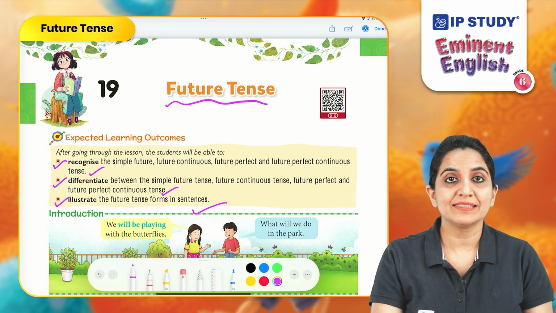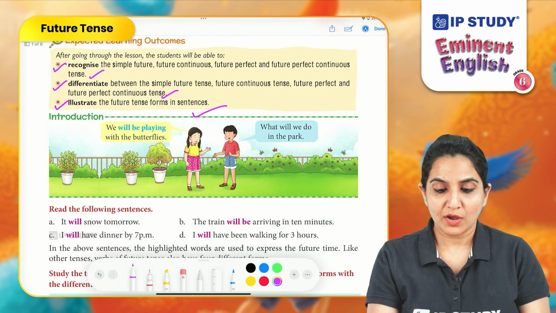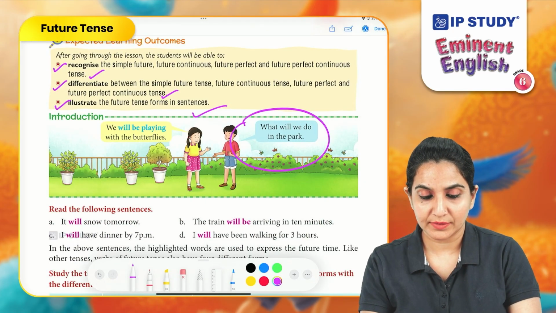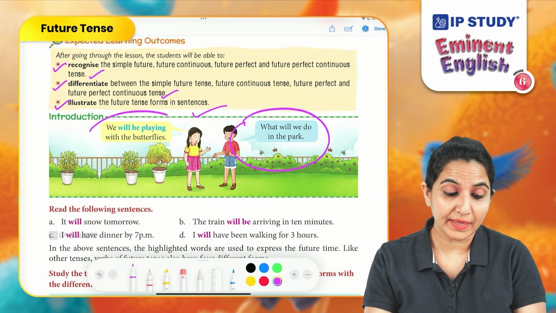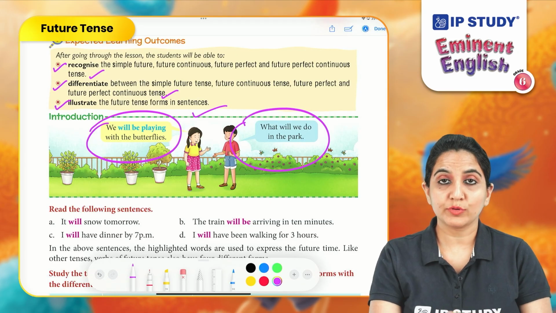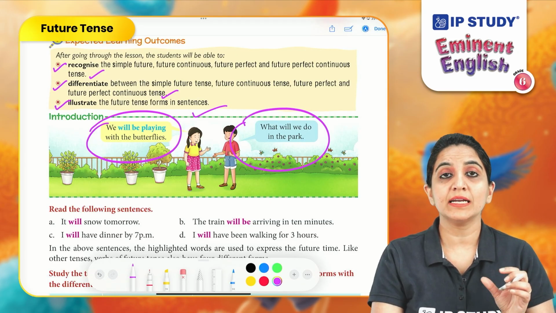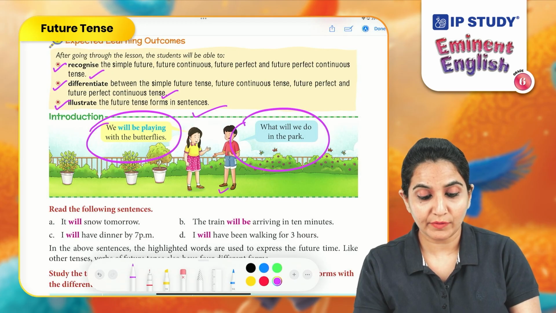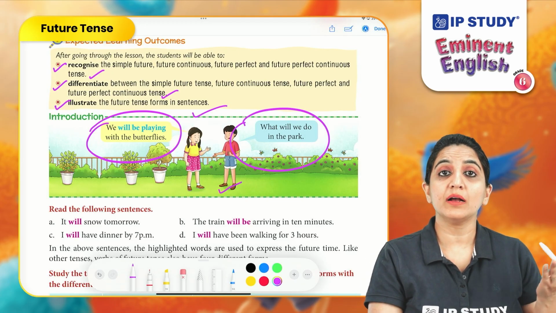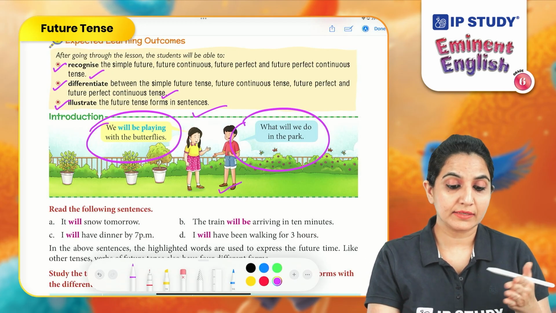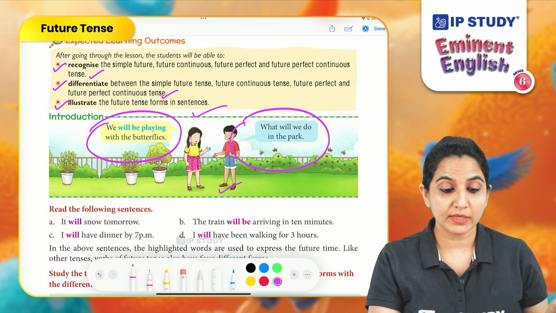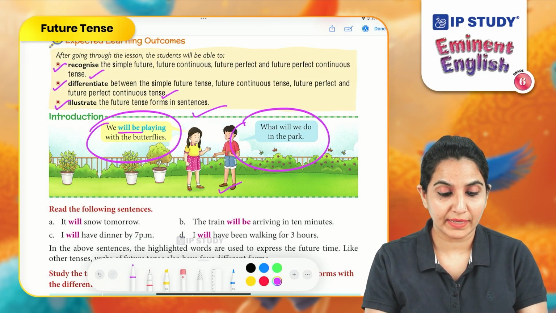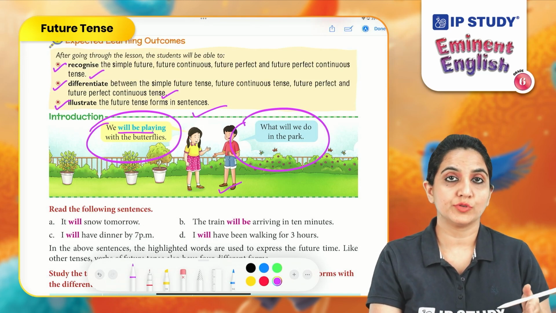Let us discuss a small example before we discuss the chapter. What will we do in the park? We will be playing with butterflies. Both of these sentences are in the future tense. That means the boy is asking what are we going to do when we go into the park, and the girl replied, we will be playing with butterflies. So we will be playing, this is the future tense.